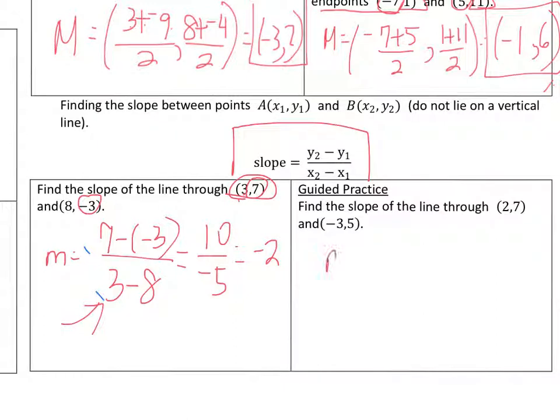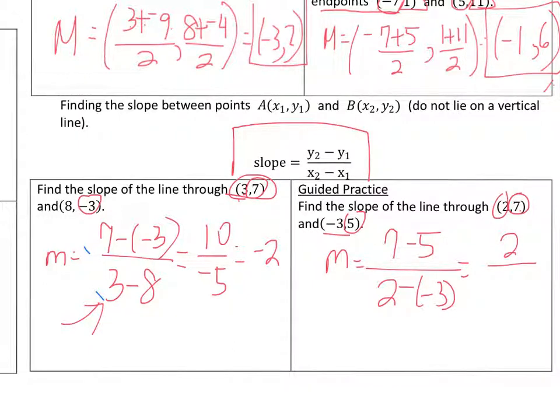Okay, let's do one more. 7 minus 5, 2 minus -3, 2 plus, that's it.